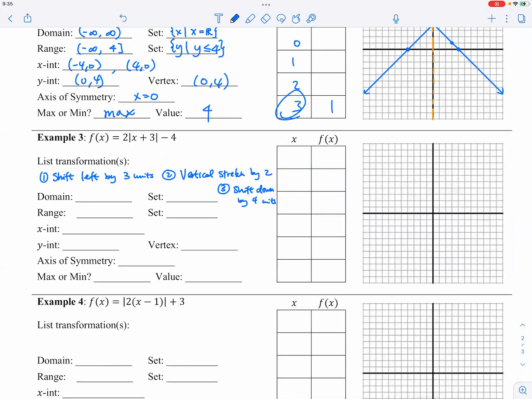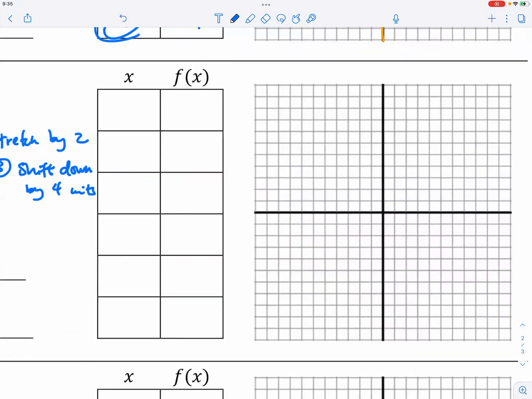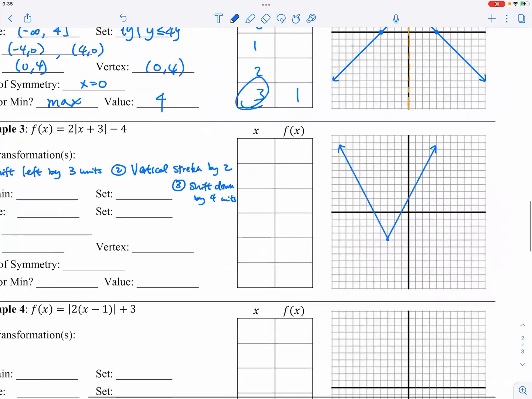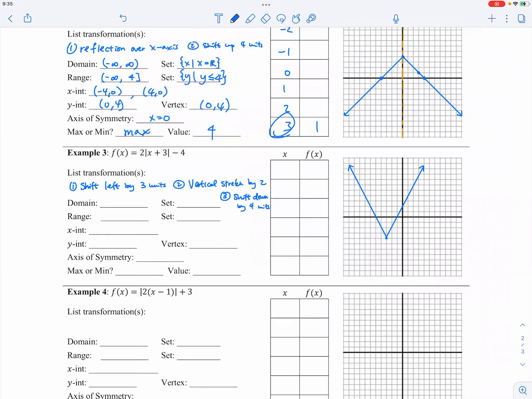Okay. And so we have the graph shifted to the left by 3 units, stretched by a factor of 2. So the slope would be 2 and -2. And then down by 4 units. So we have a graph that is sitting at -3, -4 with a slope of 2 and -2. Okay, 2 and -2. So that's a graph, and you can go ahead and fill out the info right there.